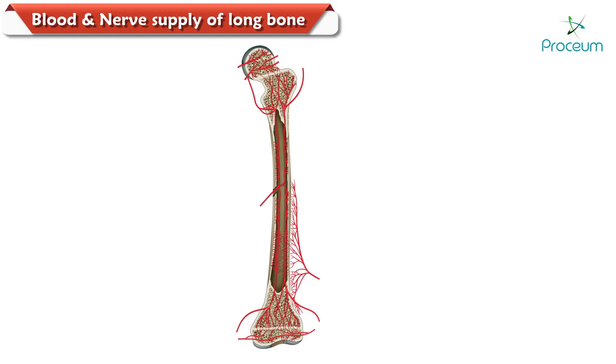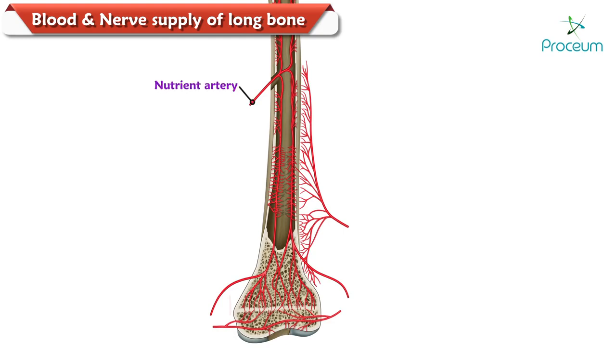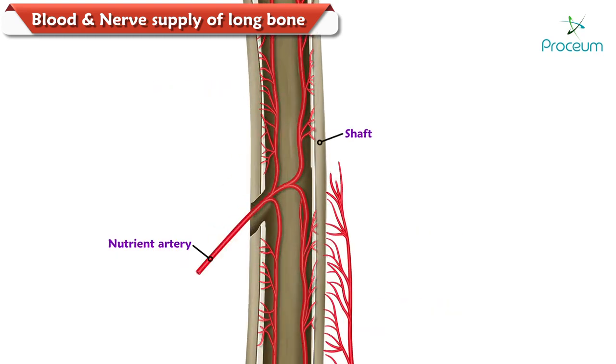The long bone is supplied by 4 sets of arteries. These include number 1, the nutrient artery, number 2, the periosteal arteries, number 3, metaphyseal arteries, and number 4, the epiphyseal arteries. Let's take a look at the nutrient artery.